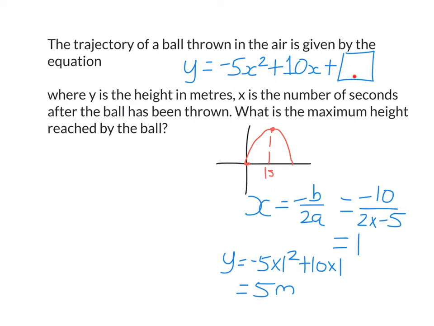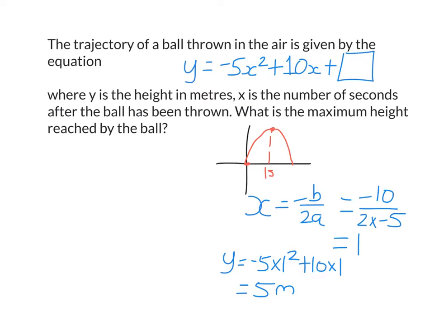If I change c, because c was not in the formula for the x coordinate of the turning point, that won't change. So if I change b, it will change the x value of the turning point. If I change c, it won't have an effect on the x value of the turning point. If I change b or c, changing either of them will change the y value of the turning point. Let's just look at an example of that.